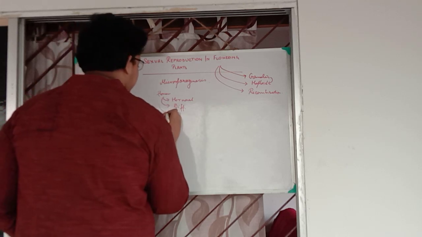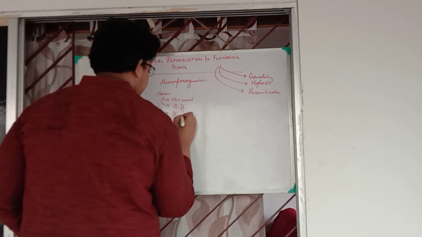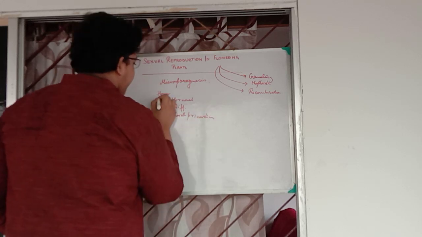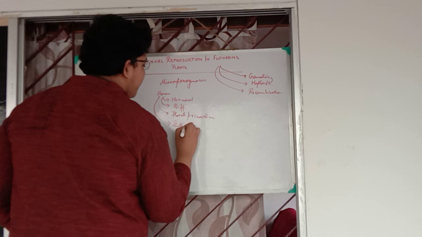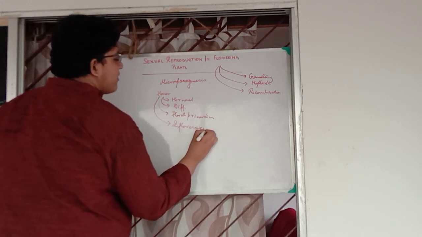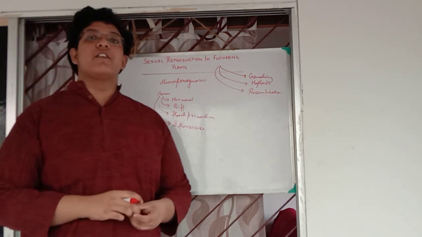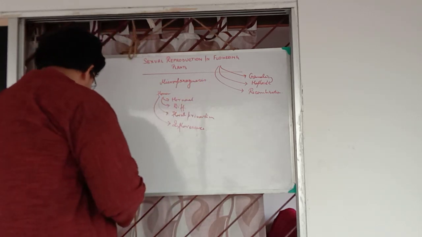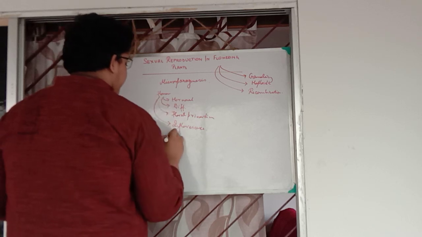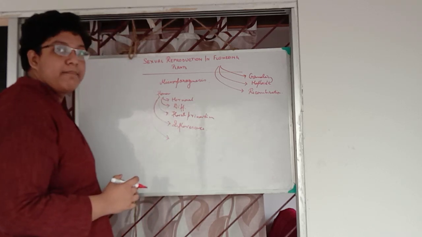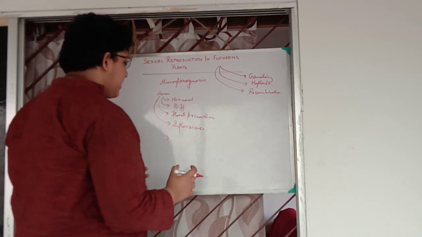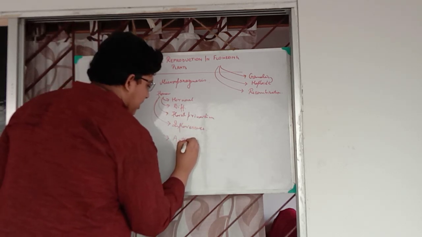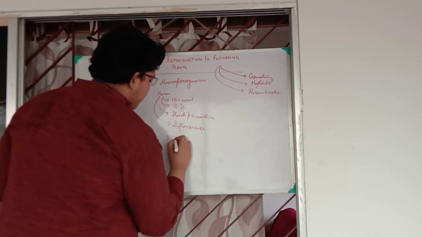Next is the development of floral primordium. Development of inflorescence. What is inflorescence? Inflorescence is defined as the pattern in which the flowers are arranged. And last is the development of the anthers and stigma, that is pollens and the ovum. So anther or gamete formation, better to say gamete formation.